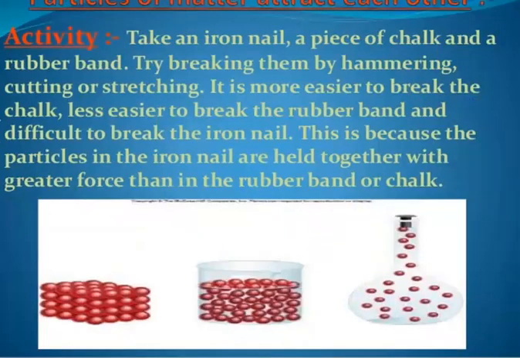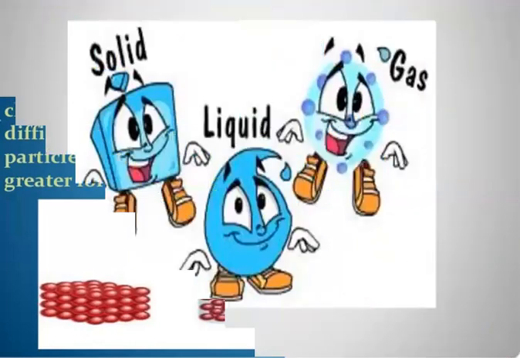Activity 4. Take an iron nail, a piece of chalk, and a rubber band. Try breaking them by hammering, cutting, or stretching. It is easiest to break the chalk, less easy to break the rubber band, and difficult to break the iron nail. This is because the particles in the iron nail are held together with a greater force than in the rubber band or chalk. This shows that particles of matter attract each other.